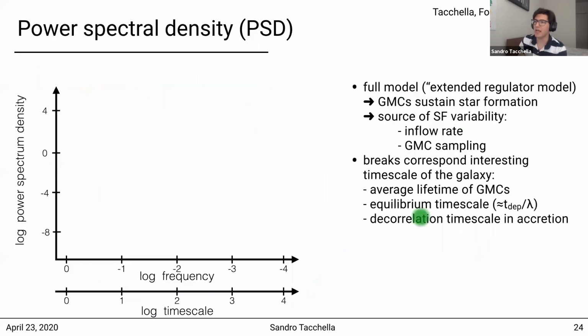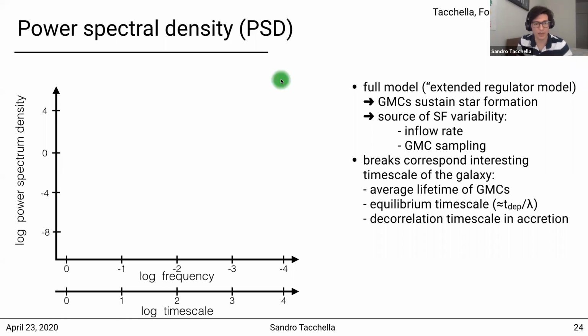So now we have then expanded that model, and I don't have time to go into all the details, but basically what we were doing is now, instead of assuming that the star formation is just proportional to the gas mass divided by some depletion time, we assume that the star formation rate is sustained by GMCs. So we have this gas reservoir, and then we are randomly sampling the star formation rate based on a mass function for GMCs.